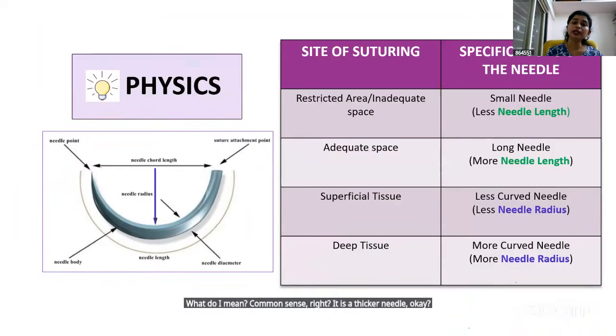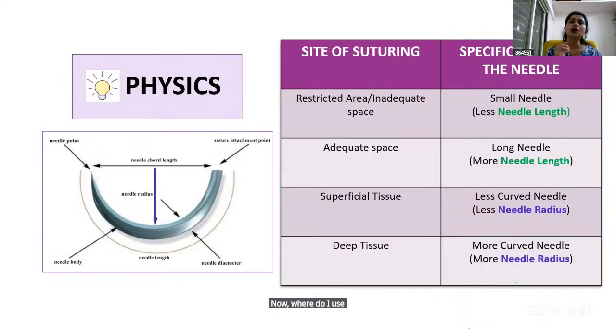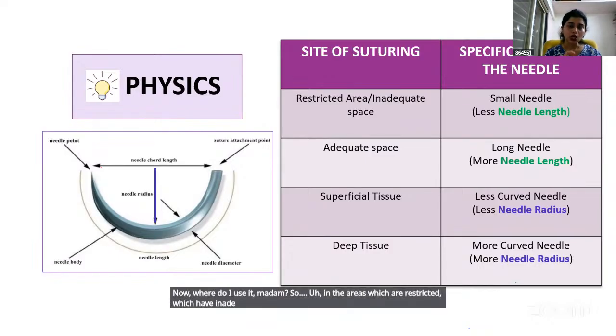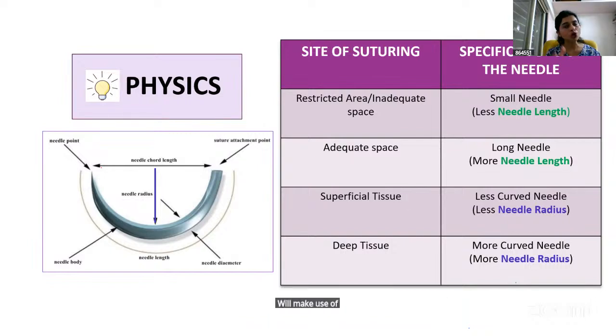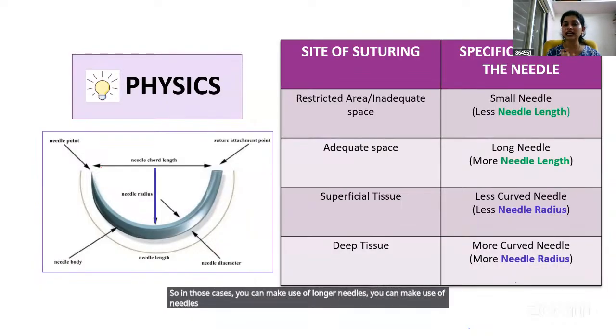Right. Now coming to the execution part of it. Okay, all the technicalities have been understood. Now where do I use it, madam? In the areas which are restricted, which have inadequate space, we'll make use of a smaller needle which has a small needle length, correct? In the places where adequate space is available, you can make use of longer needles, needles which have more needle length, correct?